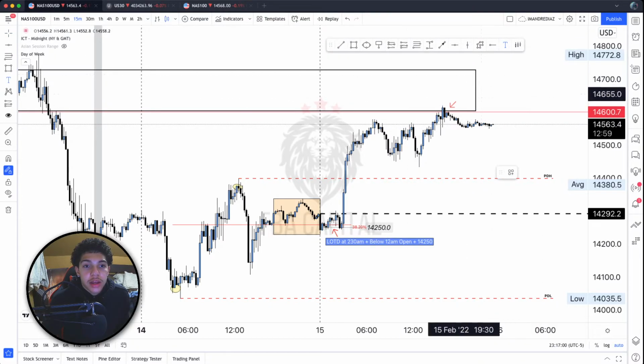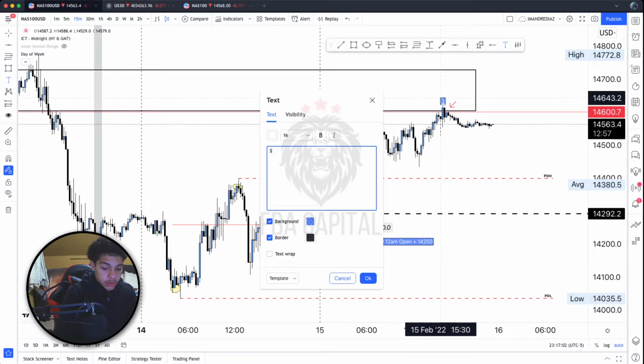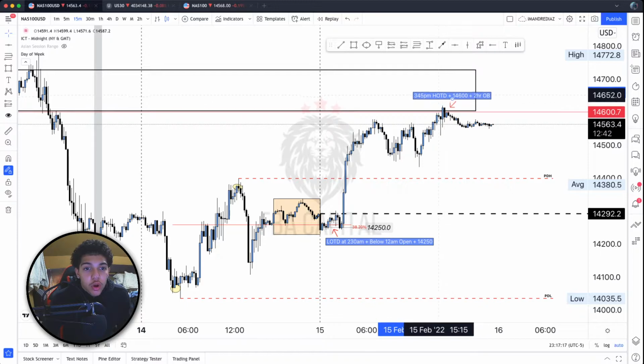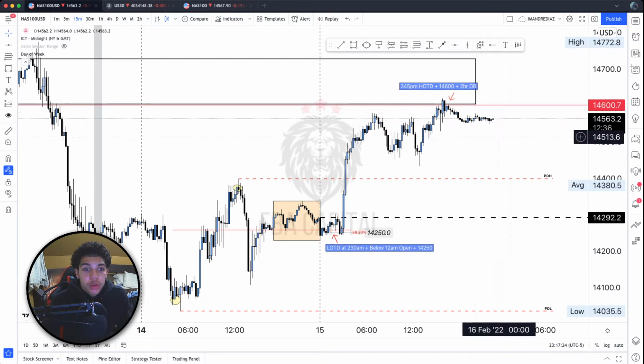So we're going to annotate that at 3:45. At 3:45 p.m., we had the high of the day plus 14,600, plus we also had the 2-hour order block rejection. And this is what caused price to halt its willingness to go any higher. And then from here, price slowly started to move a little bit lower.